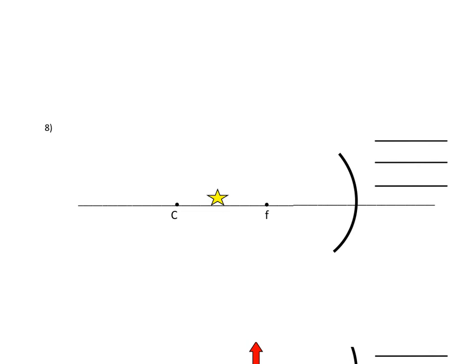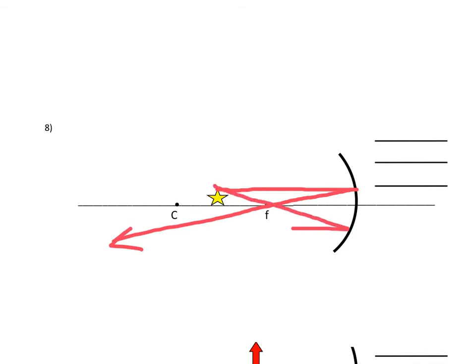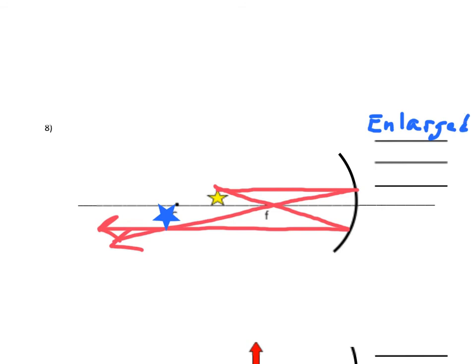Here we have an object that is between the center of curvature and the focal point. Let's draw the rays and see what happens to our image. Parallel to the focal point, through the focal point and parallel. Okay, I hope that you can tell that the reflected image is actually a little bigger than the original object. So this object is enlarged. Or we could say it's magnified.